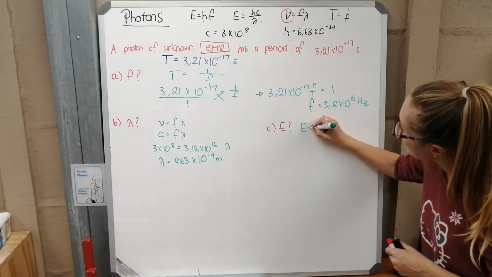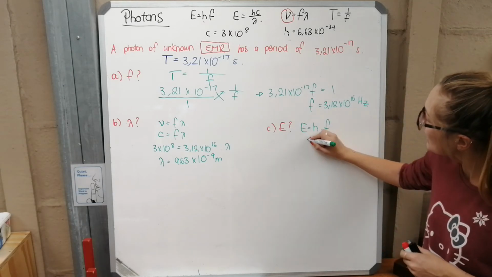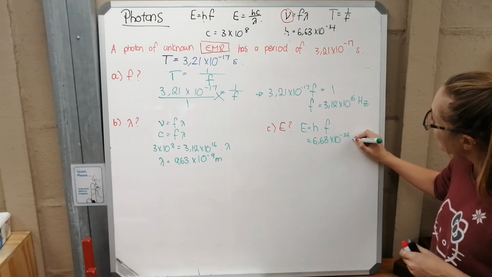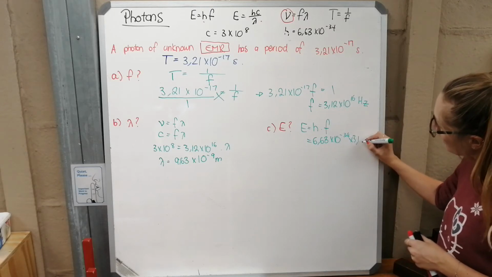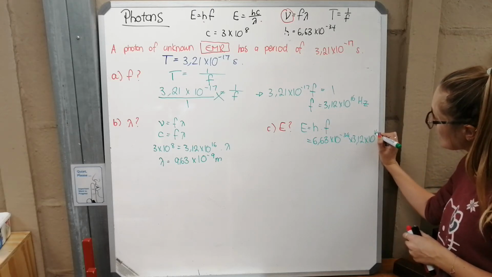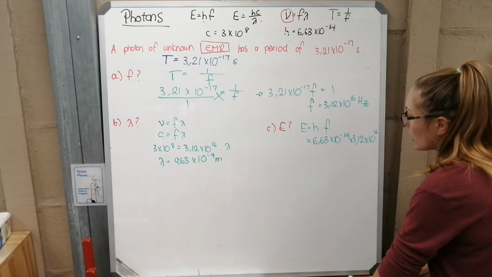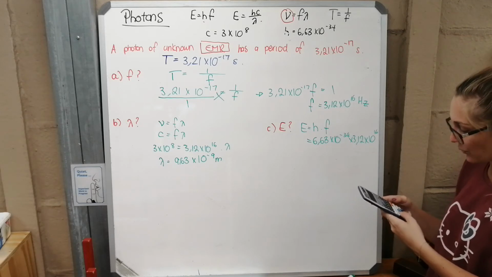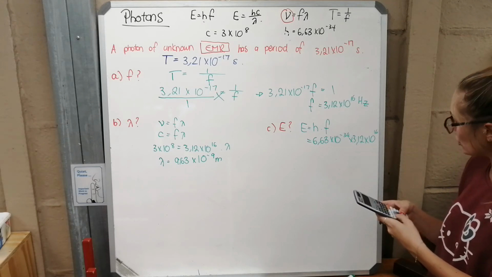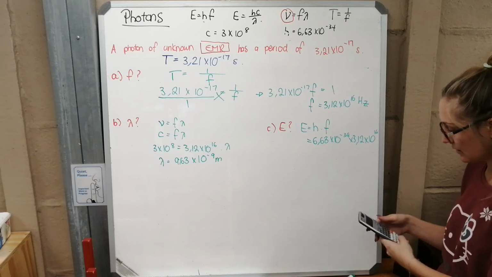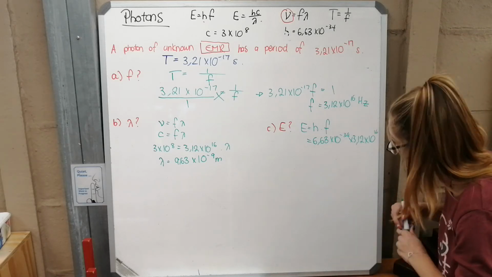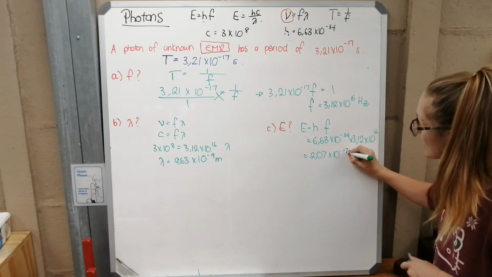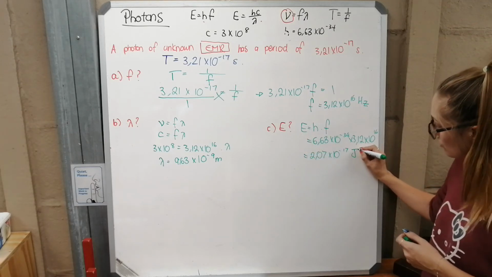So I've got energy equals Planck's constant times frequency, which is 6.63 times 10 to the negative 34 times 3.12 times 10 to the 16. Hoping you guys got a little bit confident with using scientific notation in your calculators. So 6.63 times 10 to the negative 34 times 3.12 times 10 to the 16. And I get 2.07 times 10 to the negative 17. It's energy. Energy is measured in joules.